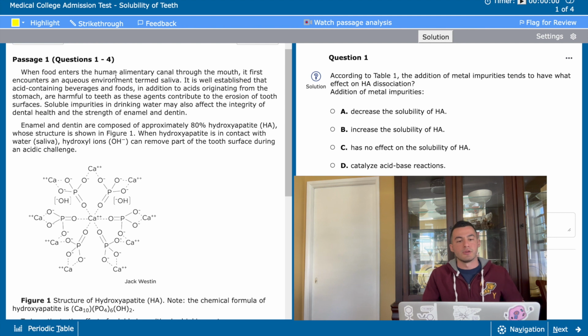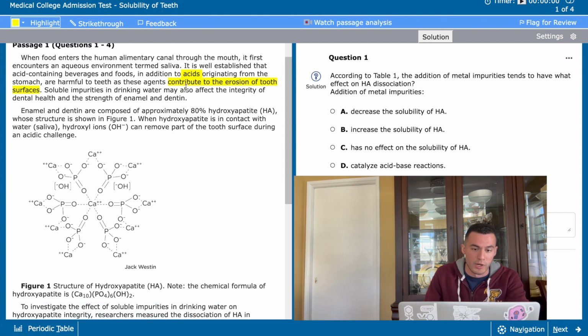When food enters the human alimentary canal through the mouth, it first encounters an aqueous environment termed saliva. It is well established that acid-containing beverages and foods, in addition to acids originating from the stomach, are harmful to teeth as these agents contribute to the erosion of tooth surfaces. Okay, so we know that there's acids, and I like to highlight pieces of information that I think the question might ask me on. I can't read the future and I don't know what it's going to ask me, but I can try my best. And that's what I'm trying to do here, and it's going to promote active learning.